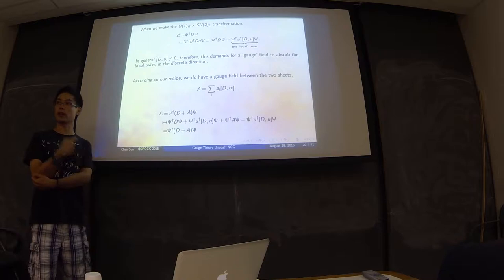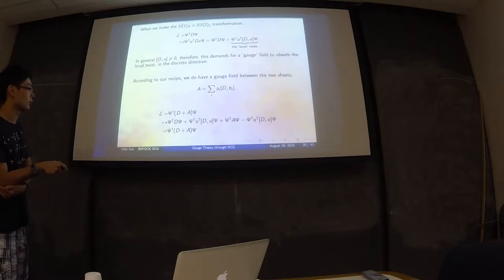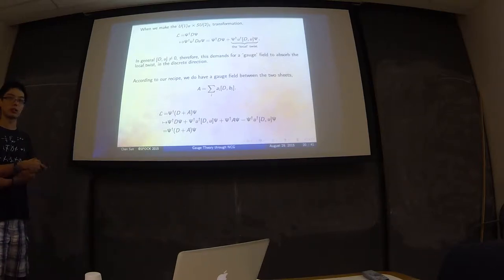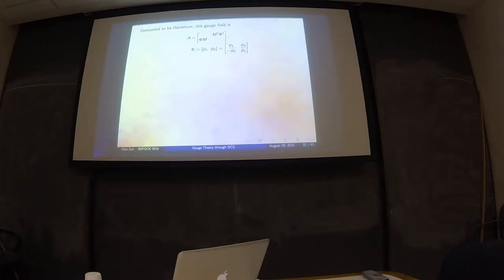We come up with a gauge field. And we know how to build this gauge field based on our experience in this U1 case. So we simply write down the gauge field like this, so that we let this gauge field absorb this extra term. When we combine them two, we have a covariant theory. And let's look at this gauge field. How does it look?